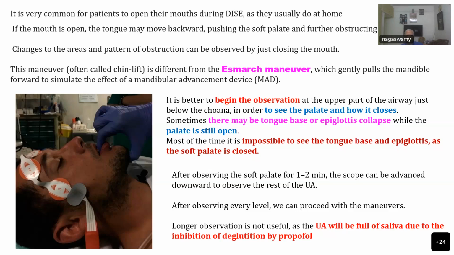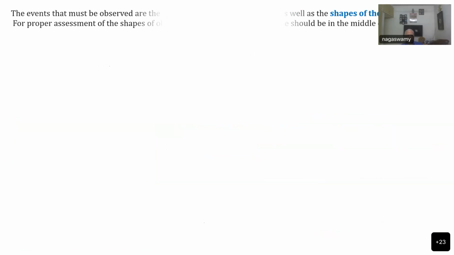The upper airway will be full of saliva due to inhibition of deglutition when you artificially induce sleep. But in natural sleep, most of us do not secrete so much saliva. OSA patients do not secrete much, whereas this maneuver, inserting the scope, can stimulate salivation, and with propofol suppressing deglutition or swallowing, the accumulation of saliva will happen.